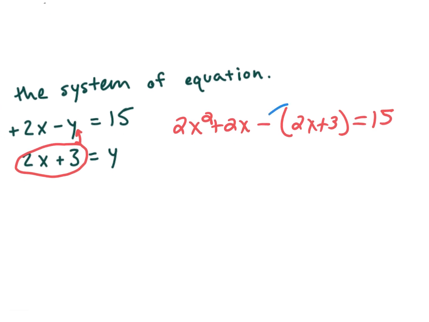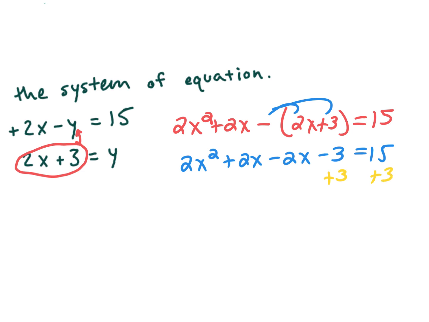What do I do with that negative sign? Distribute it. So I have 2x squared plus 2x minus 2x minus 3 equals 15, correct? All right, what can I do? Add the 3. Okay, I can add 3 to both sides. Perfect. What else can I combine? Oh, sorry. Negative 2x and positive 2x just cancel, right? So you have 2x squared equals, what's 15 plus 3? 18.